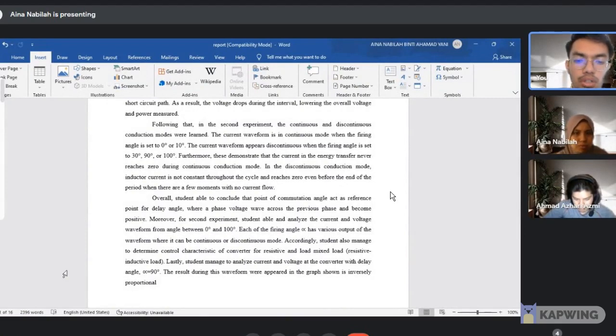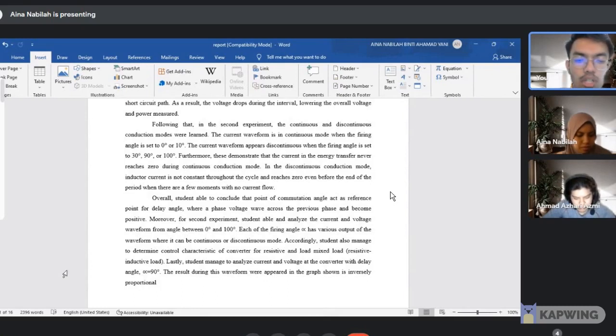So overall, students should be able to conclude that the point of commutation angle is the reference point for the delay angle, where the phase wave across the previous phase becomes positive. As for the second experiment, students are able to analyze the current and voltage waveform from angle 0 to 100. Each firing angle alpha has a various output of the waveform, where it can be in continuous or discontinuous mode.